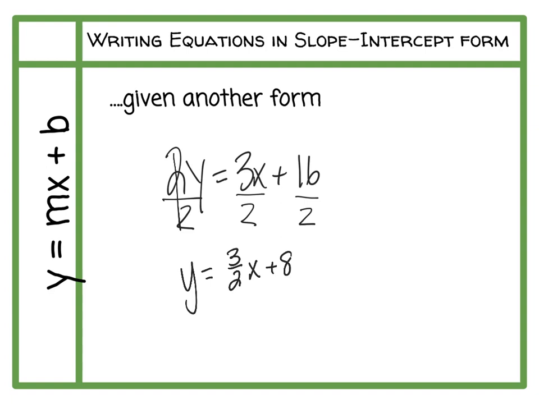We're really going to be looking at getting y by itself, isolating the y so that it's in slope-intercept form, because once it's in slope-intercept form, I know in this case that the slope is 3/2 and our y-intercept is 8.